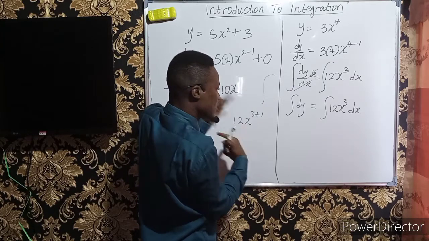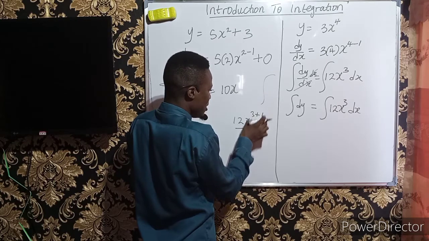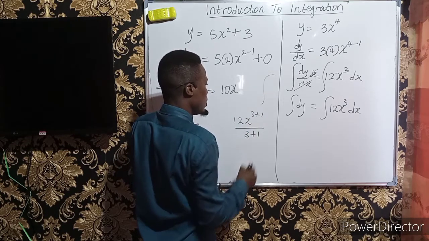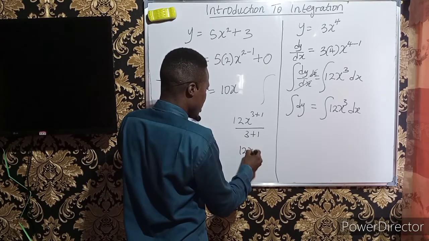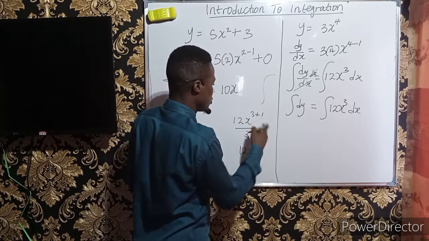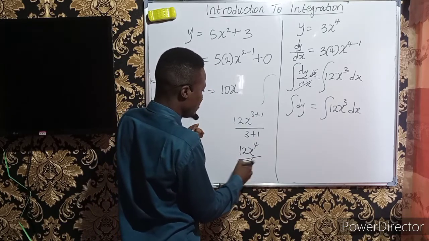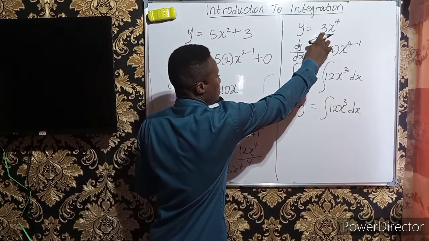So the reverse means adding 1 to the power, all over whatever you are having here, bring it down also. So 3 plus 1, I'll bring down my 3 plus 1. And this is 12x power of 4, because 3 plus 1 is 4, all over 4. When I divide 12 by 4, it will give me 3x to the power of 4. You can see we've got this back.